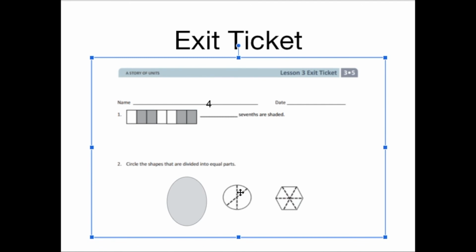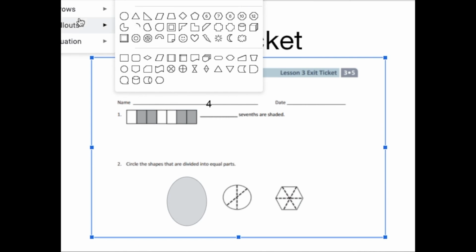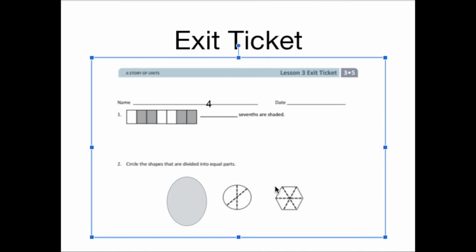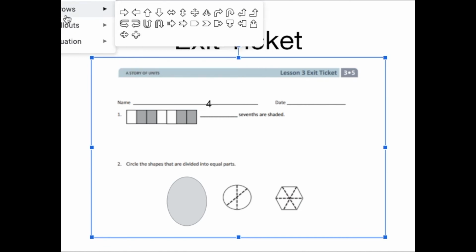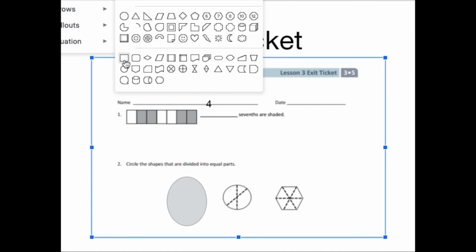Next, I have this shape here. It looks like it's divided up into 1, 2, 3, 4 parts, but the parts definitely are not equal. I cannot circle that shape. And lastly, I have this 1, 2, 3, 4, 5, 6 part figure right here. It's a shape with 6 parts. All the parts are the same. They're all triangles. This has been divided into equal parts. I can go ahead and circle this shape.